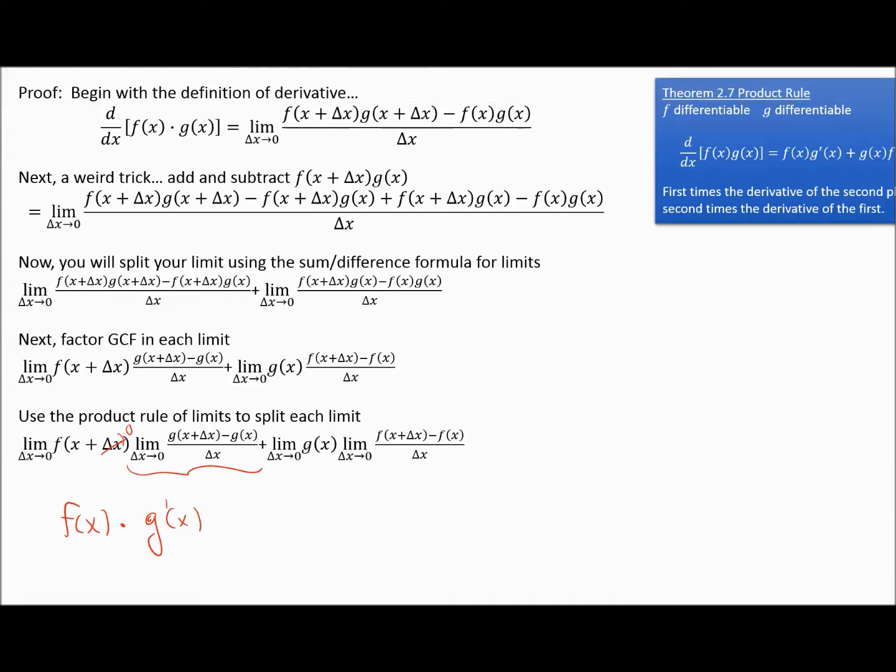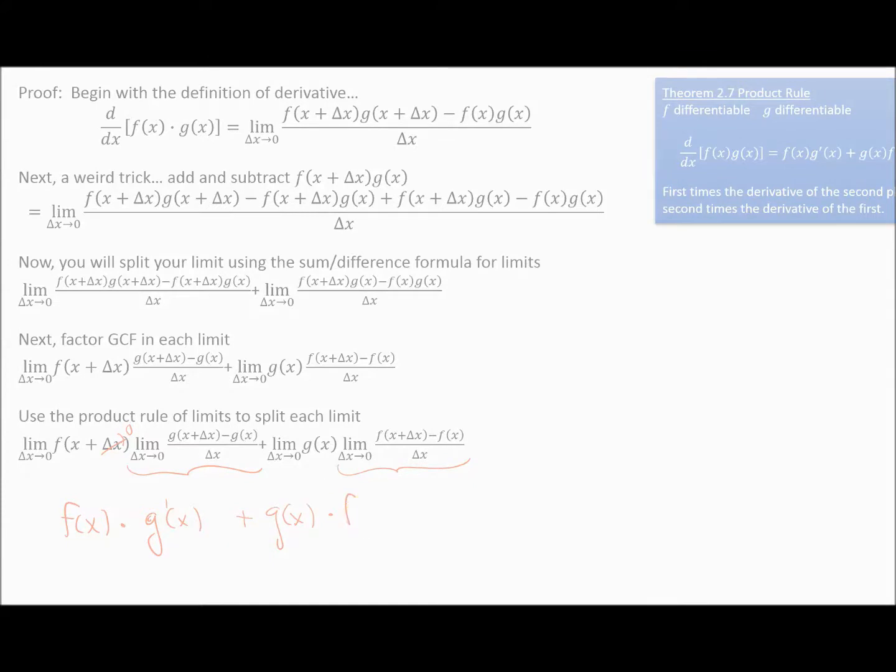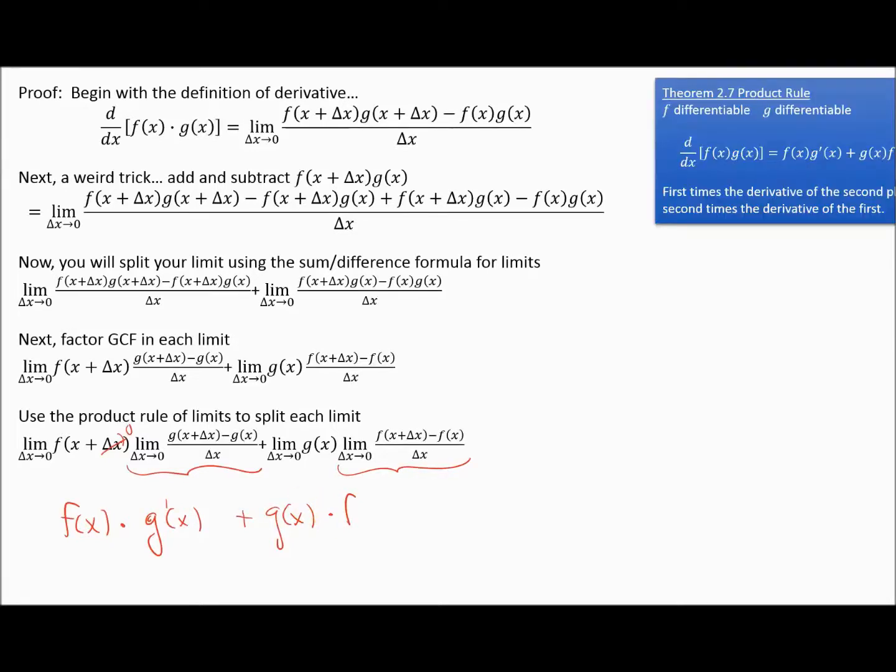we've got the limit as delta x goes to 0 of g of x. That's just a constant. There's nowhere to substitute in delta x, so that's plus g of x times, now that ought to look familiar as well, right? That's the derivative of f of x, so that's times f prime of x. I'm so over this computer right now. I apologize. It's back. There we go.